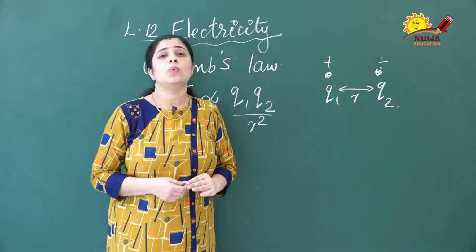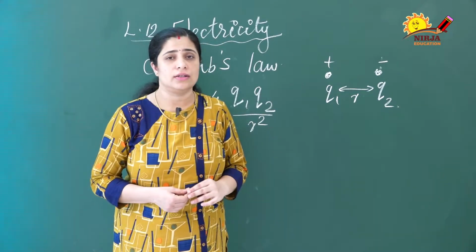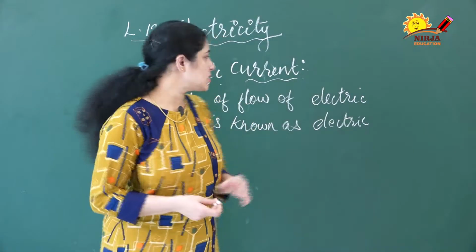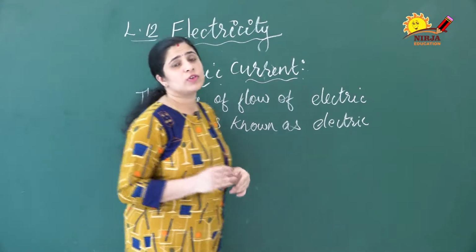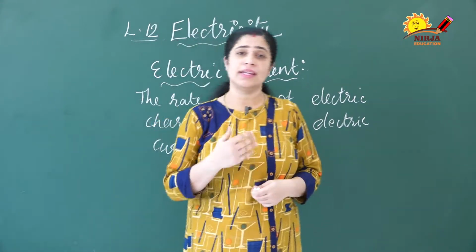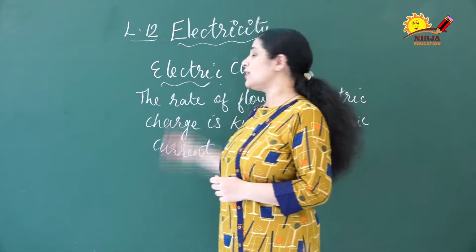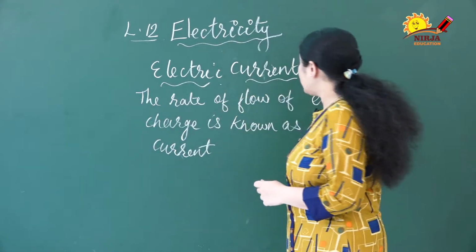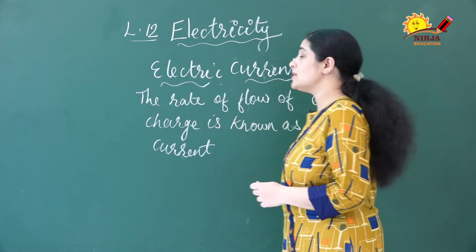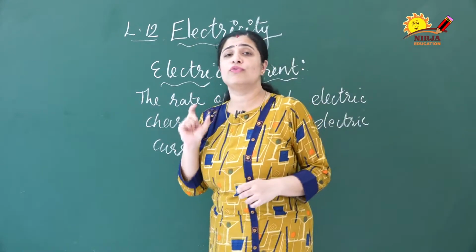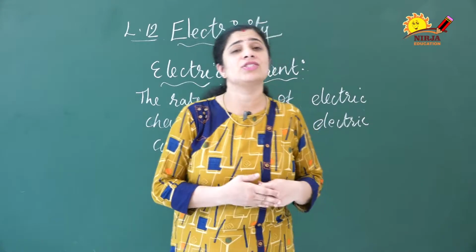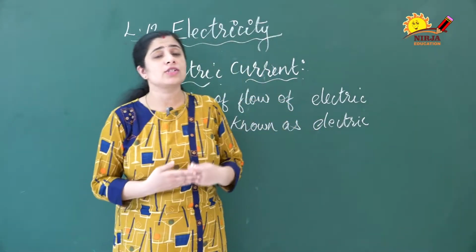Now we will see what an electric current is. Next we are going to discuss this electric current. First we will see the definition of electric current, and then we will go into detail. What is the definition? The rate of flow of electric charge is known as electric current. The rate of flow of electric charge, that is known as electric current.